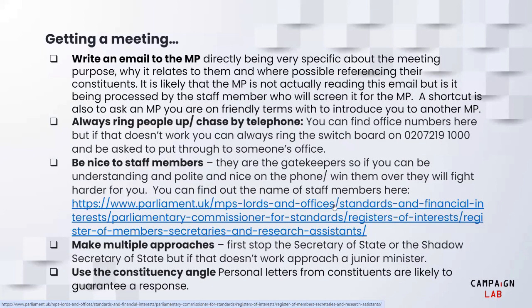The biggest second piece of advice, I mean, this email will basically be screened by a staff member. It won't be going direct to an MP. So always be aware of that. And the biggest thing you can do after sending an email is always ring people up and chase up by telephone. This is the single most important thing. You can find office numbers online and just ring the office number that's there, or you can always ring the parliamentary switchboard, which is 0207 219 1000, and just ask to be put through to an office.